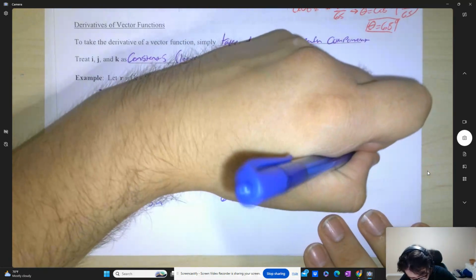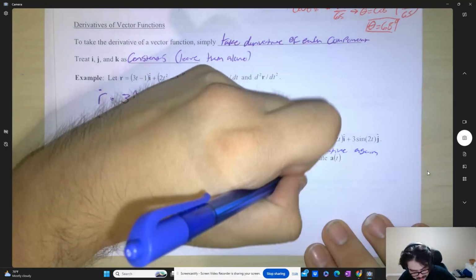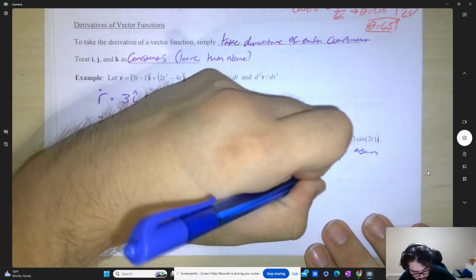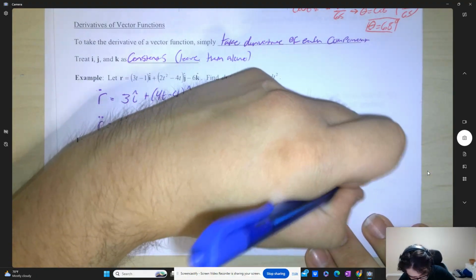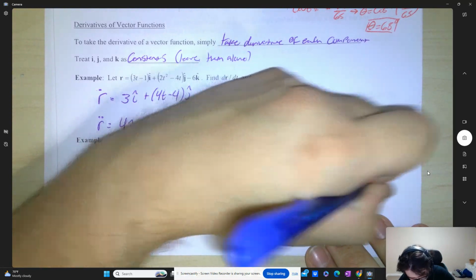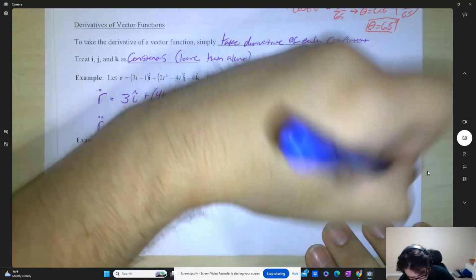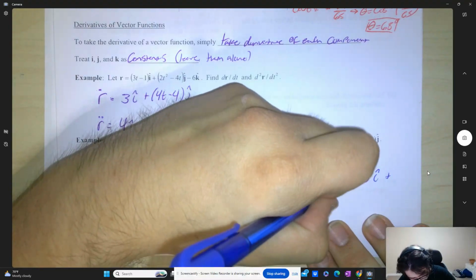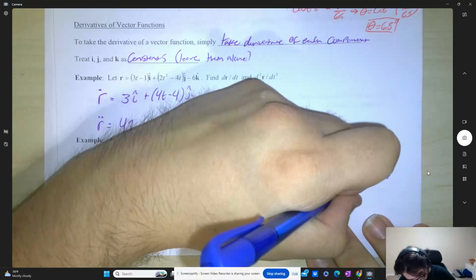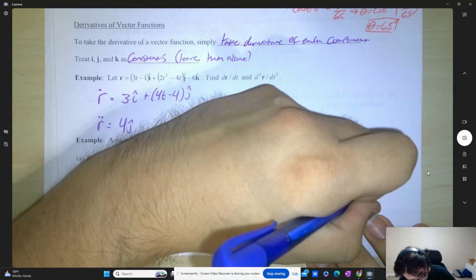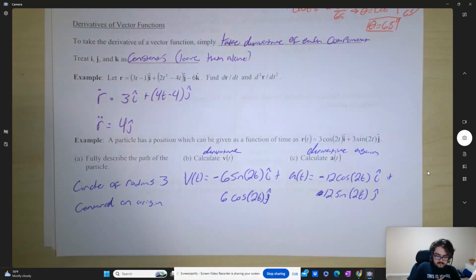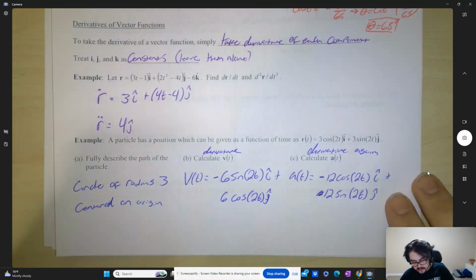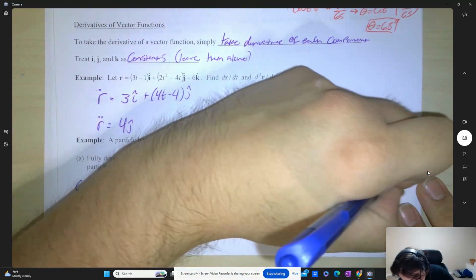When you take the derivative again to get the acceleration, you should end up getting, and of course you could try that on your own, negative 12 cosine 2t i hat, plus, or not negative, sorry, 12 sine 2t j hat. Oh, sorry, it should be negative right here. It shouldn't be positive. It should be negative right here. So there we go.